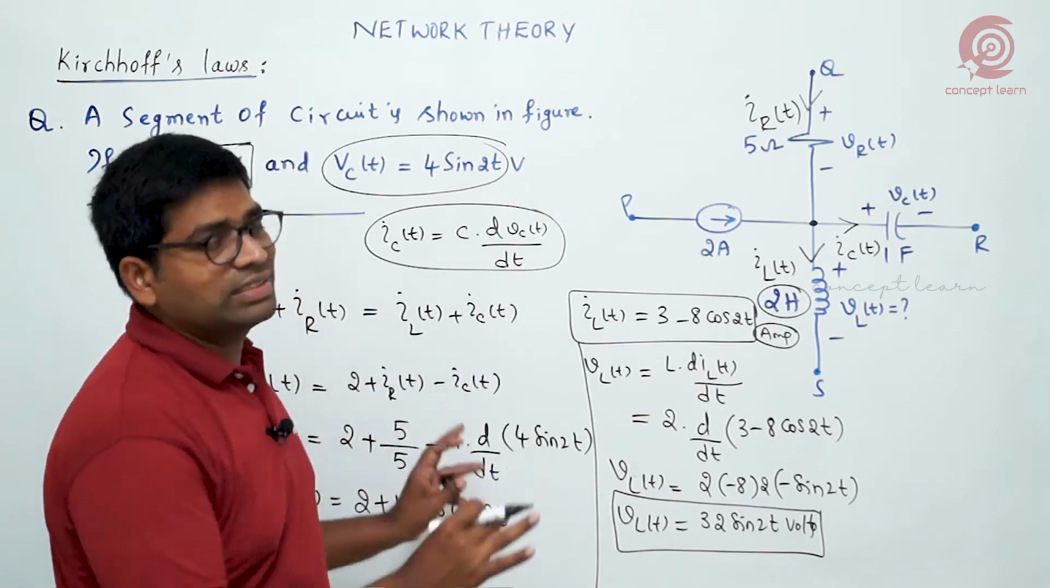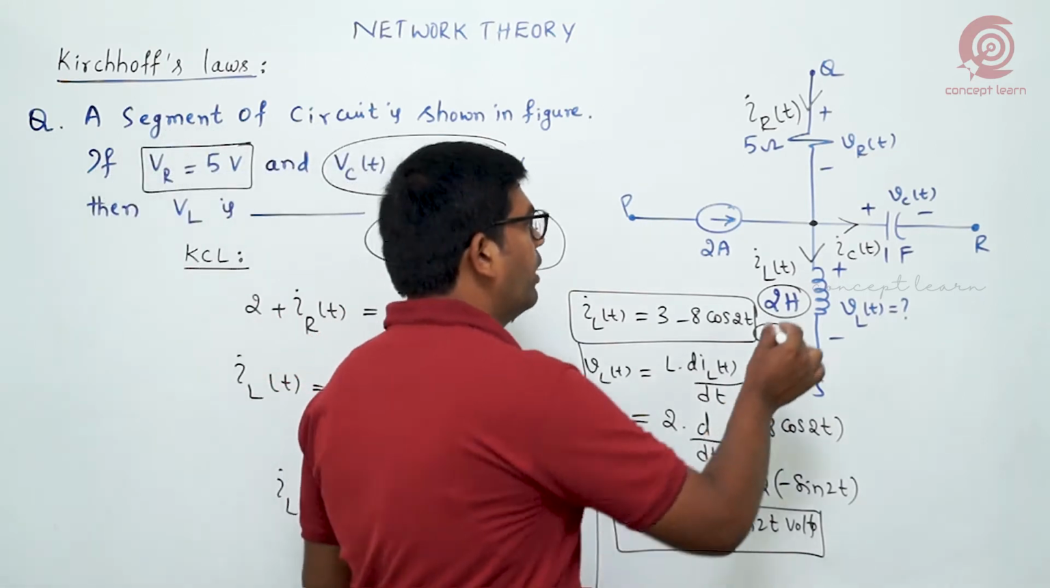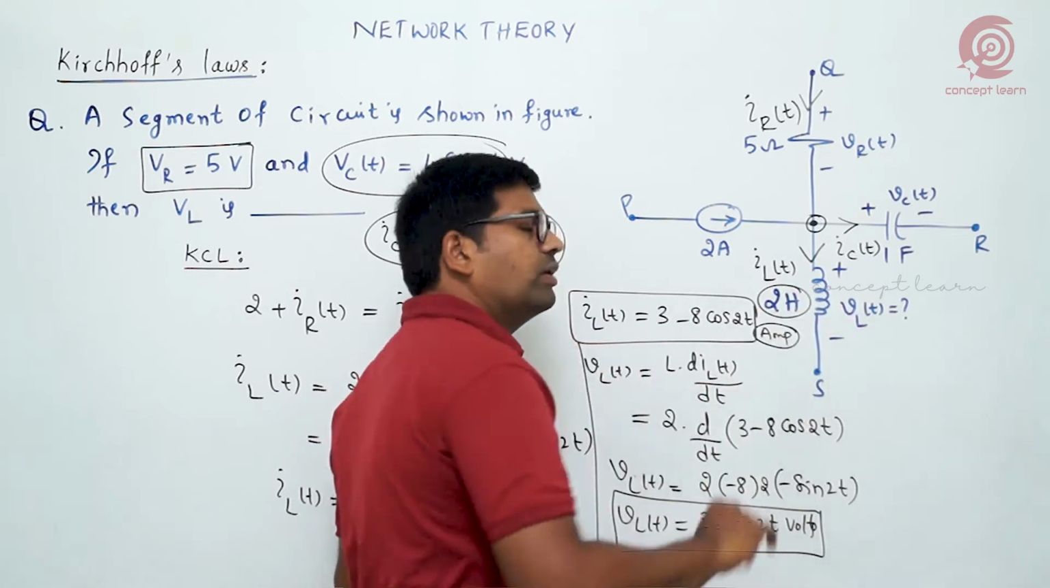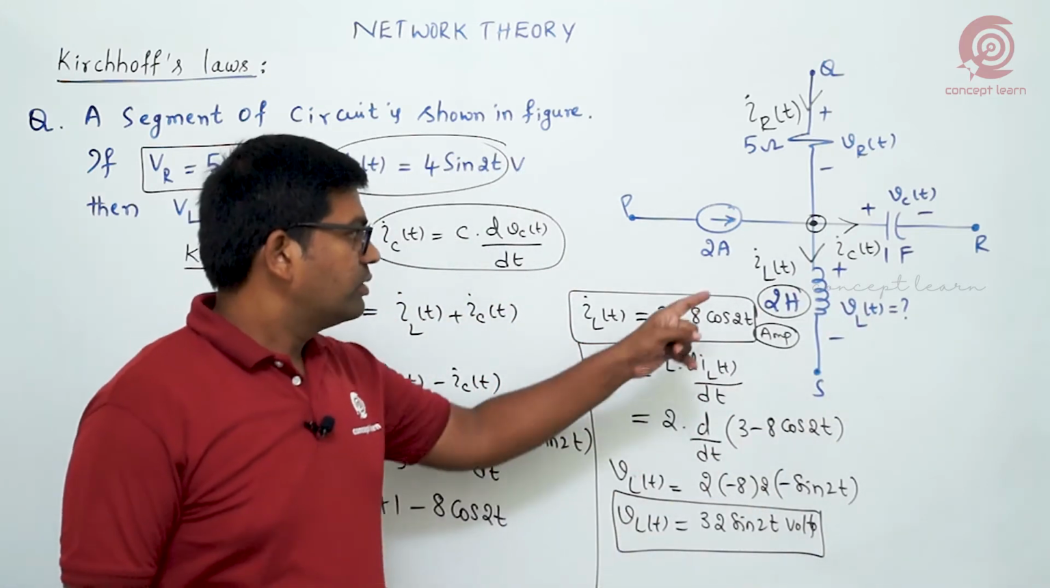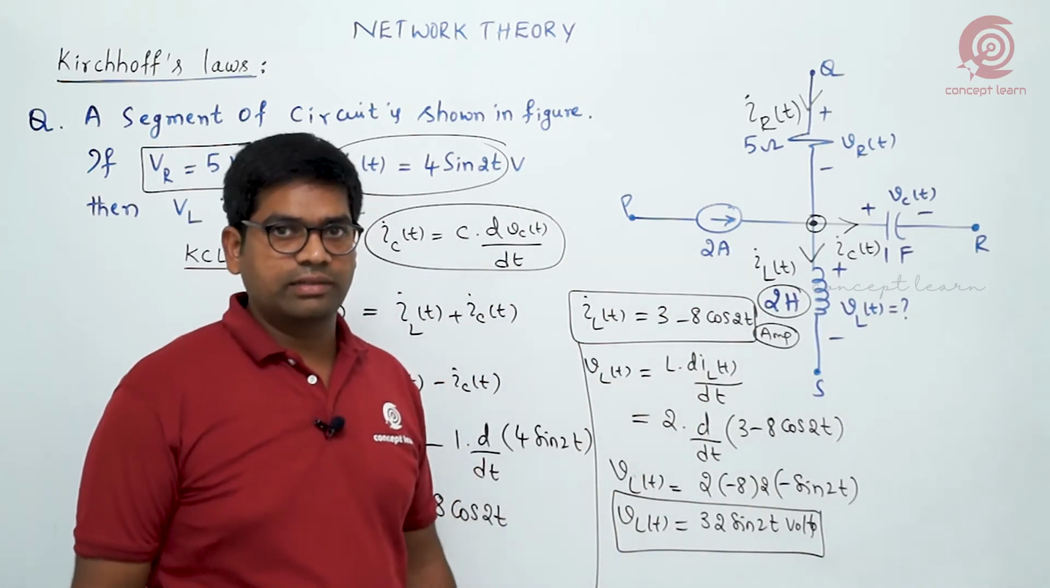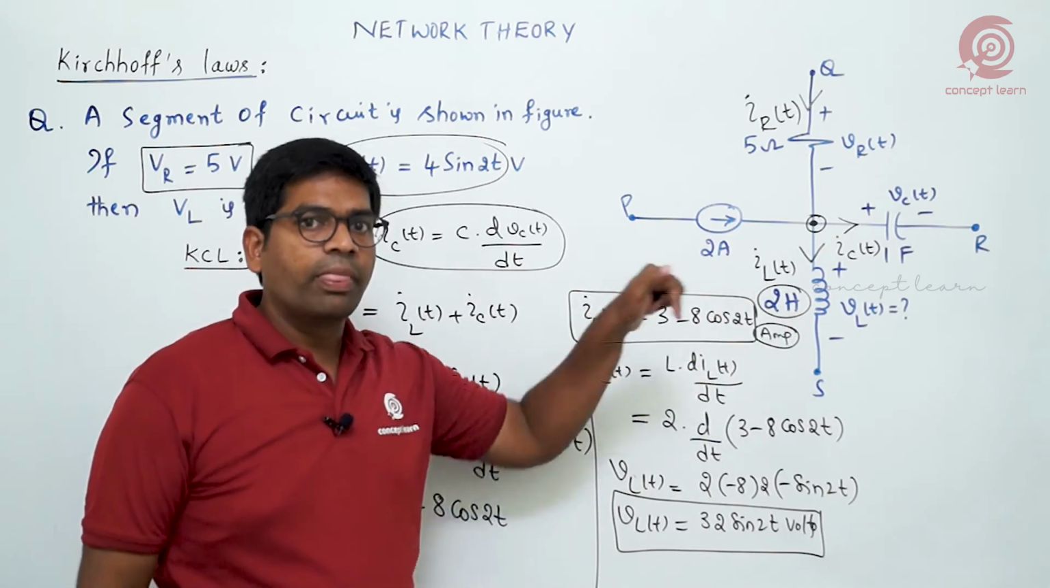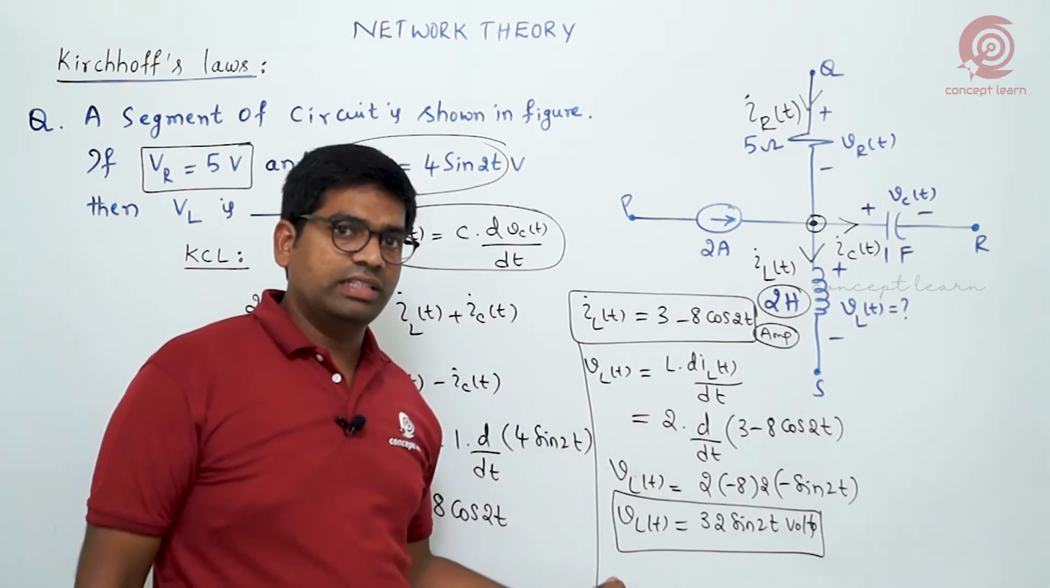So simply we just applied the what? KCL. KCL we applied to get the what? Inductor current, to have the what? Inductor voltage. Means when you have the inductor current, then you can have the inductor voltage in this way.